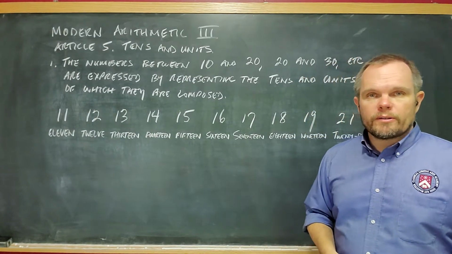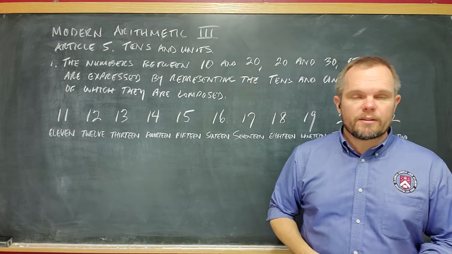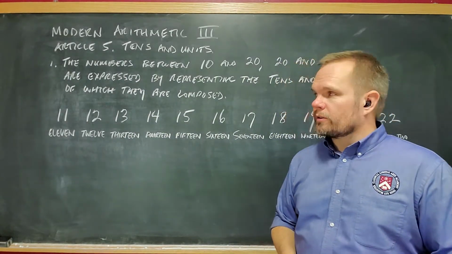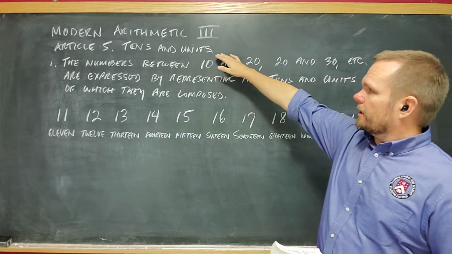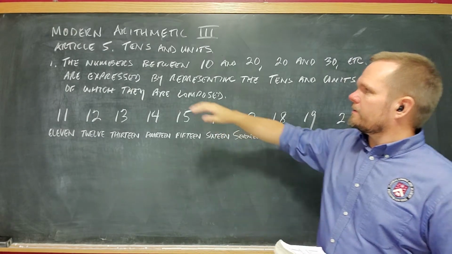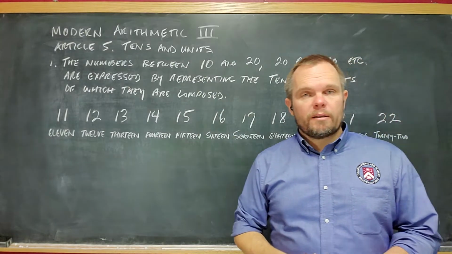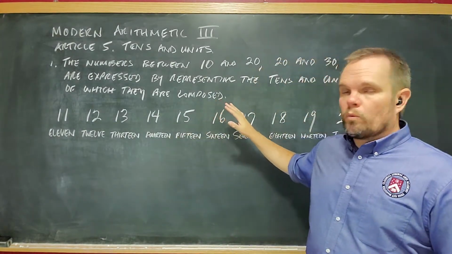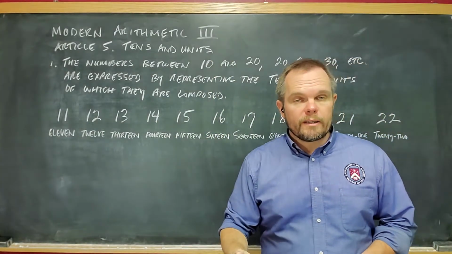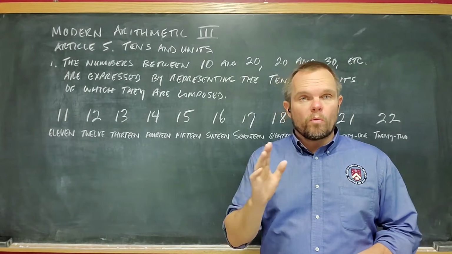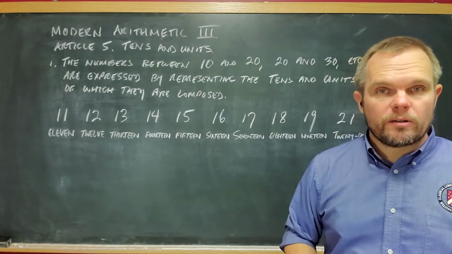In this video, we're going to study Article 5 in the Classical Liberal Arts Academy's Modern Arithmetic 3 course. That's Article number 5. As you can see from the title up here, in this article, we're going to study tens and units. And what's exciting about this lesson is that when we're finished with Article 5, you will be able to write or read any number from 1 all the way up to 100 in Arabic notation.